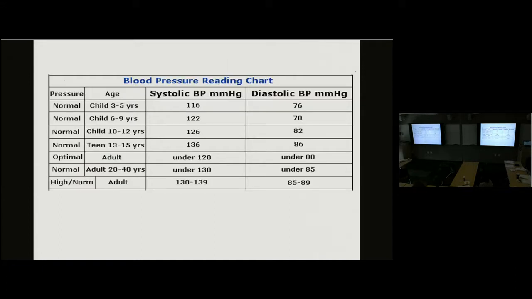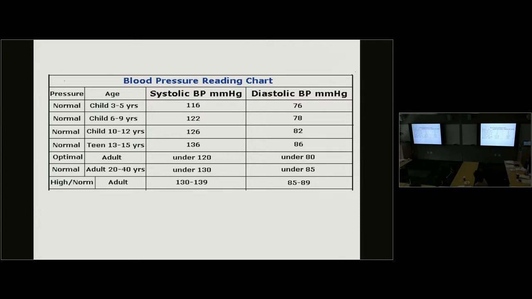Normal blood pressure is 120 over 80. I won't speak to the pediatric population, but for adults, we start to be defined as hypertensive when we're 140 over 90, and we start to watch that blood pressure. And you can't be diagnosed with hypertension until you've had two consecutive high blood pressure readings at two separate visits.